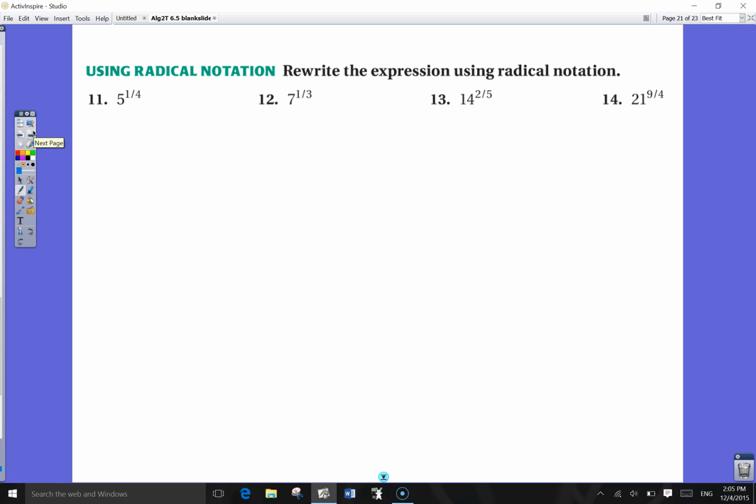Okay, now we're going to go the opposite direction. Again, I'll do 12 and you can do 21. Okay, this is going to be a radical. The index of the radical is the denominator. And there's no powers involved, so it's just the 3rd root of 7. Okay, you can pause now while I do number 14.